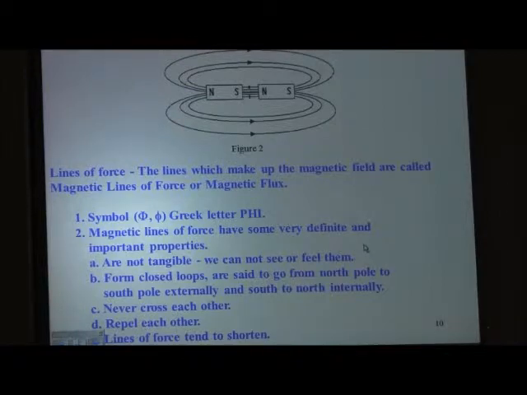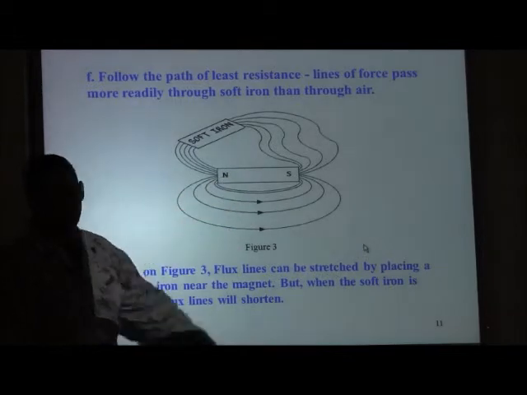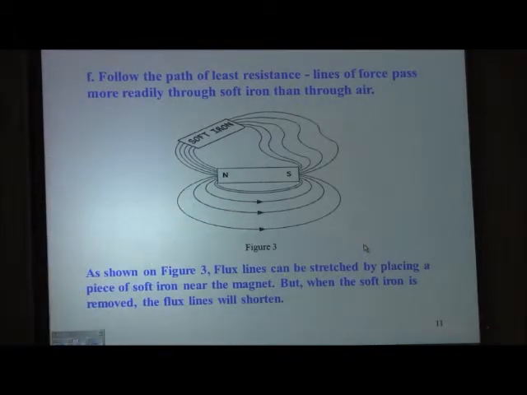Know the characteristics. Magnetic lines of force are not tangible, form closed loops, never cross, repel each other, and tend to shorten. And this is the example that I use with the soft iron. If you put a piece of iron or something else that is permeable, you bring it near a magnet, you'll feel that force, right? Those lines of flux are widening, going to whatever that piece of material is that you're bringing in close proximity to the magnet. As soon as you remove it, those lines of flux collapse.